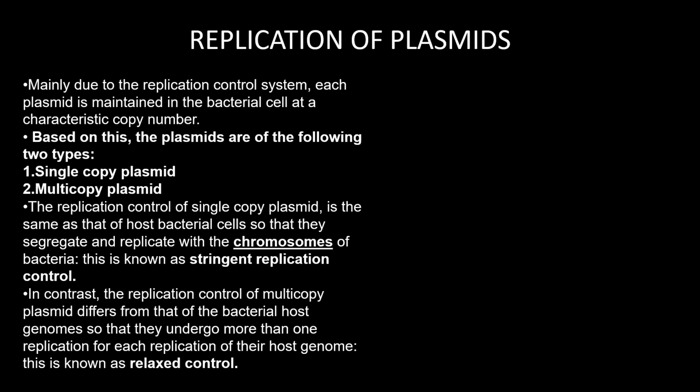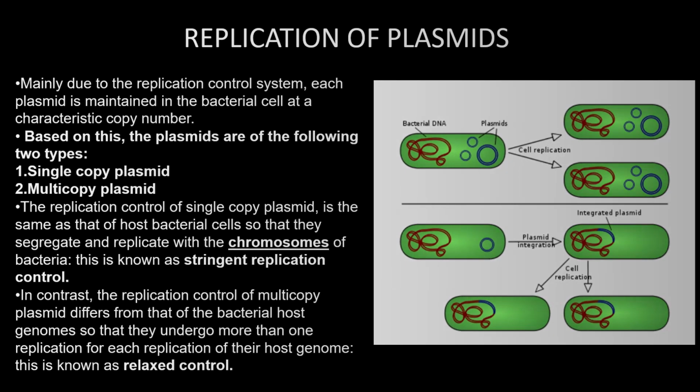Mainly due to the replication control system, each plasmid is maintained in the bacterial cell at a characteristic copy number. The replication control of a single-copy plasmid is the same as the host bacterial cell, so they can segregate and replicate with the chromosomes of bacteria. In contrast, the replication control of multi-copy plasmids differs from that of the bacterial host genome, so they can undergo more than one replication for each replication of their host genome. That is also known as relaxed control.